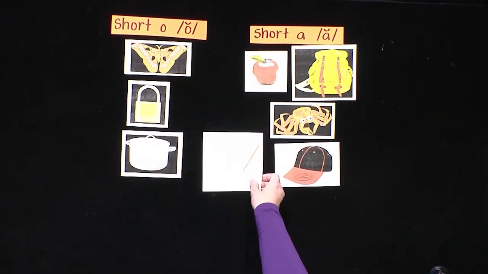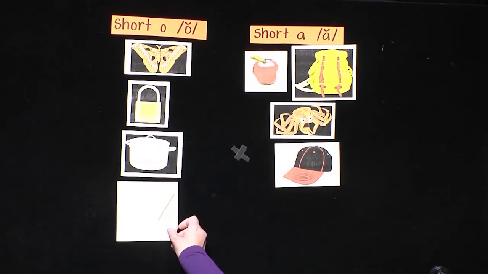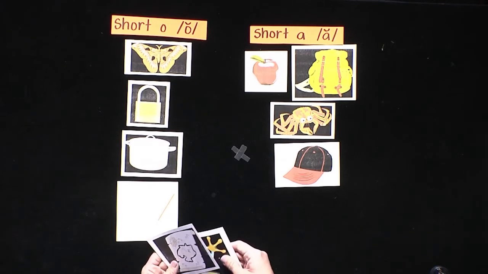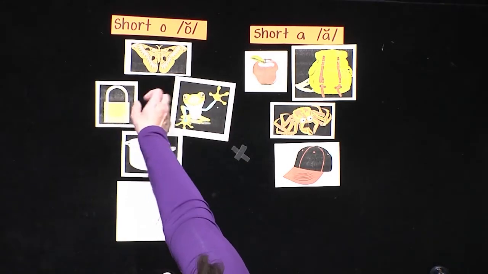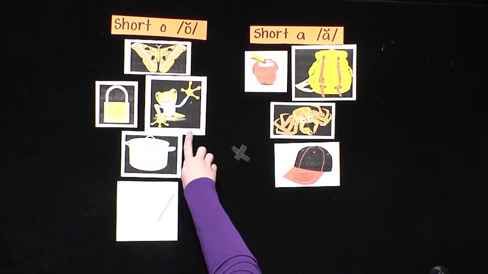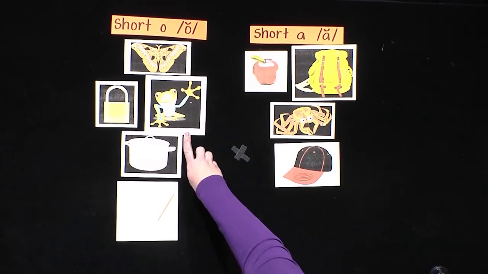Say mop. Which sound did you hear in the word mop? I heard the short O in the word mop. Say frog. Which sound did you hear in the word frog? The short O or the short A? Great job. I heard the short O in the word frog.